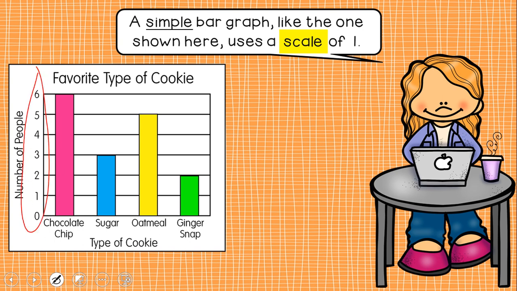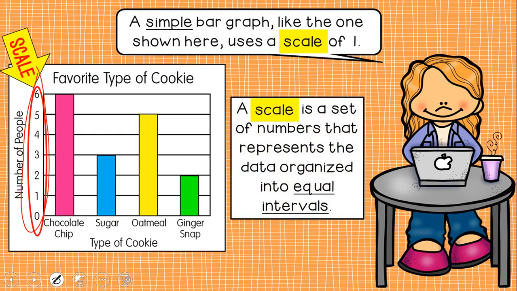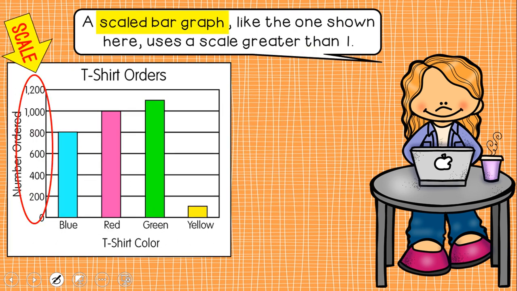So here is our scale of 1, okay? And basically it's in equal numbers, so it just goes up. So each line is a number, if you see that, okay? So we have chocolate chip cookies. We know that 6 people liked them. For sugar cookies, 3 people liked them. Oatmeal cookies, 5 people liked them. And ginger snap cookies, 3 people liked them. So if you just follow the line across, you'll see how many people like what type of cookies, okay?